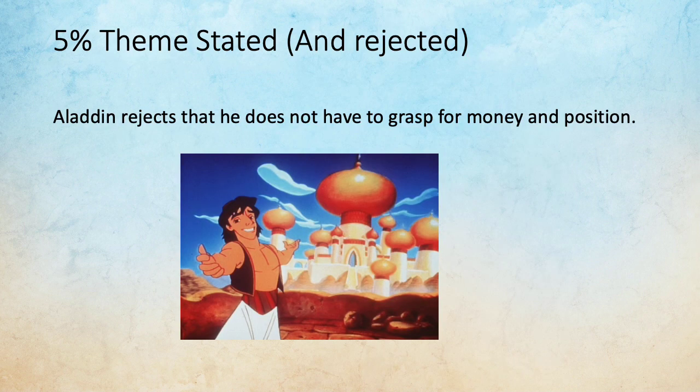Now, around the 5%, Aladdin rejects the theme. He rejects that life is enough without money and position. He feels like he has to steal it. He can't earn it, and his life is not enough without it. So if you have a story, think of 3 adjectives to describe your character.